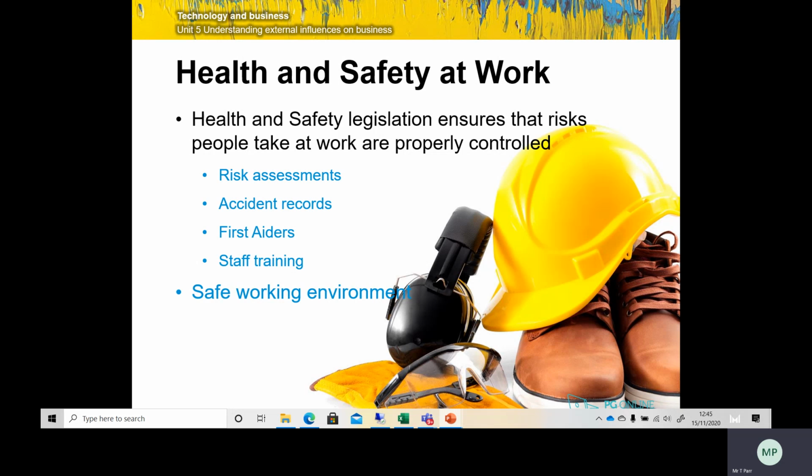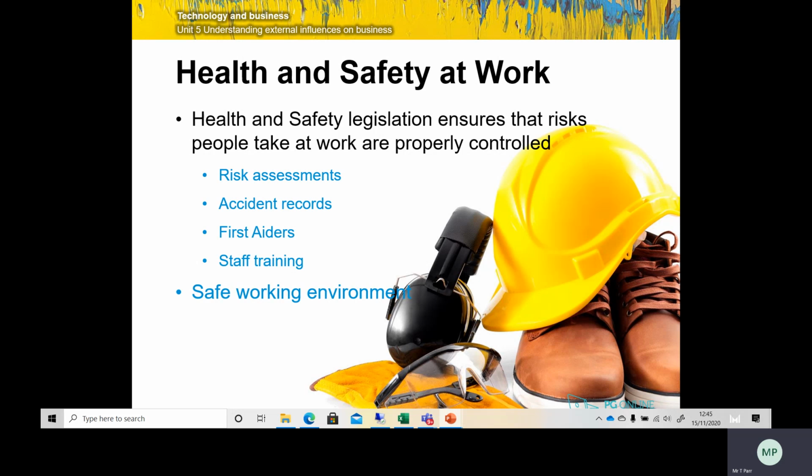And obviously, in specific jobs, let's say in construction, you've got to have training on certain equipment. So if you're using a particular drill or certain piece of equipment, you have to make sure you've been trained on it before you actually do it, because it's dangerous otherwise.